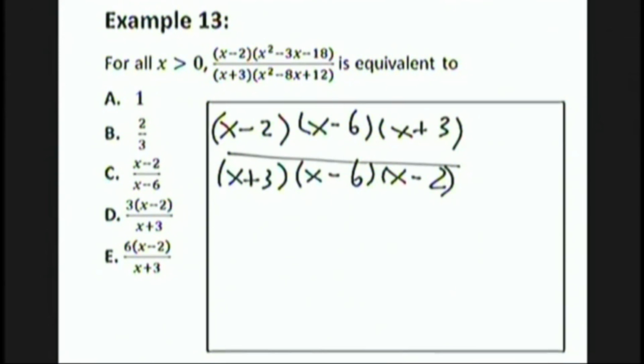Now notice we have some cancellation. The x minus 2's cancel, the x plus 3's cancel, and the x minus 6's cancel. So we're left with 1, choice A.